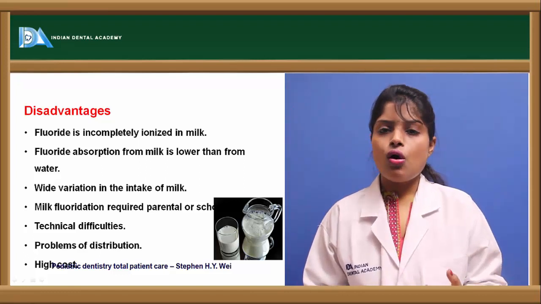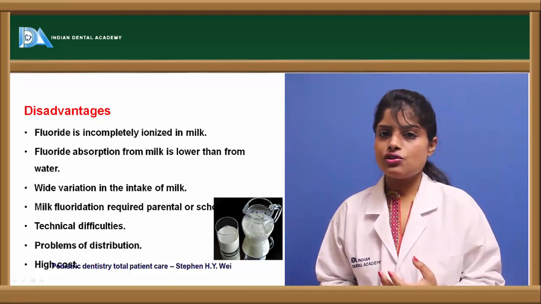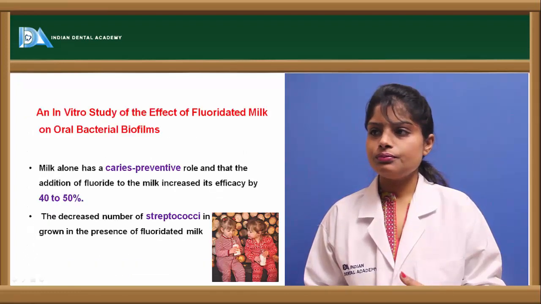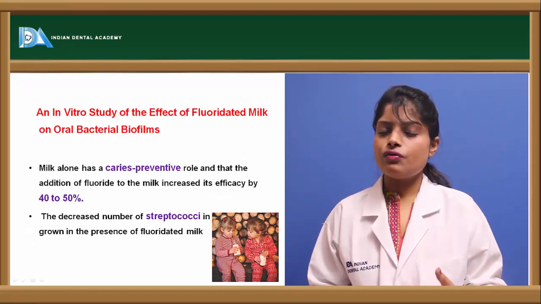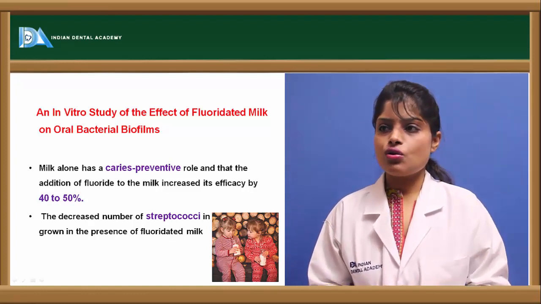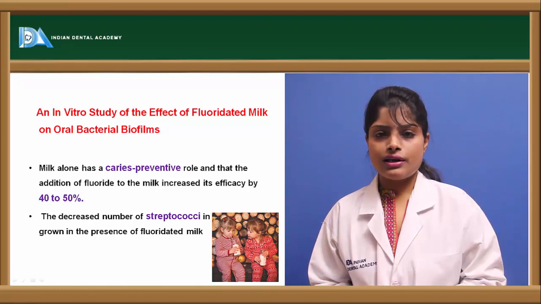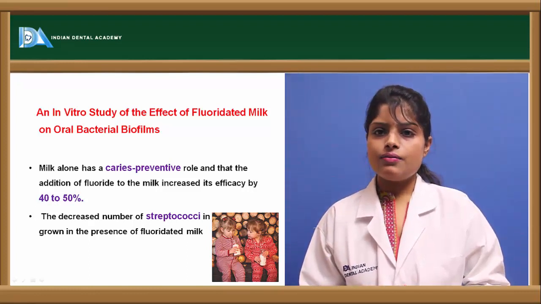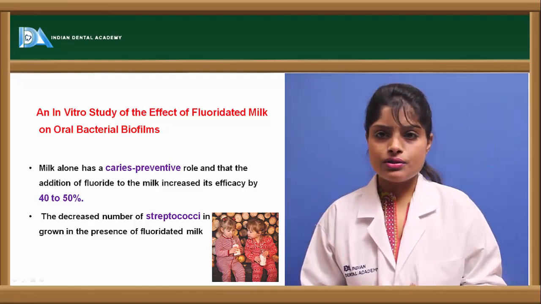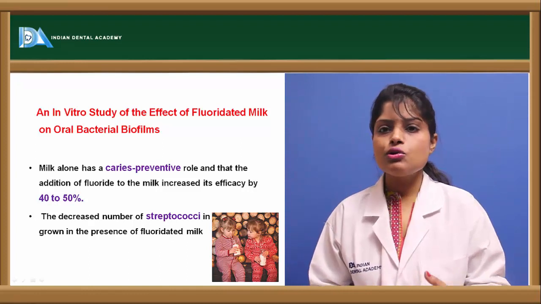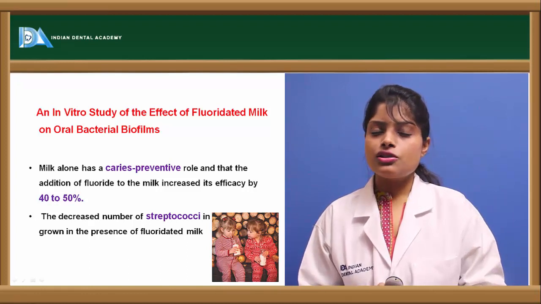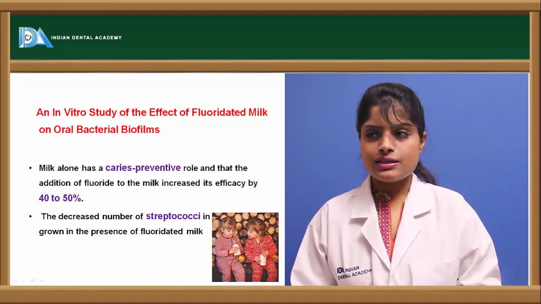The absorption of fluoride in the case of milk fluoridation is lesser than that from water. So there is a wide variation in the intake of milk in various geographical areas. So milk fluoridation was not as successful as water fluoridation. There were even many in vitro studies conducted on bacterial biofilms, which reported that the Streptococcus mutans level in the biofilm was lower when the children were administered fluoridated milk.